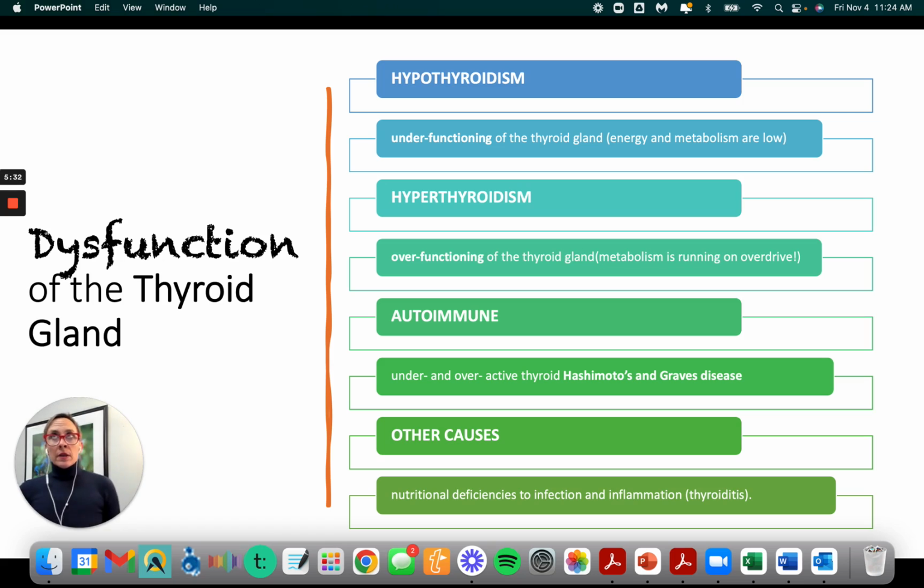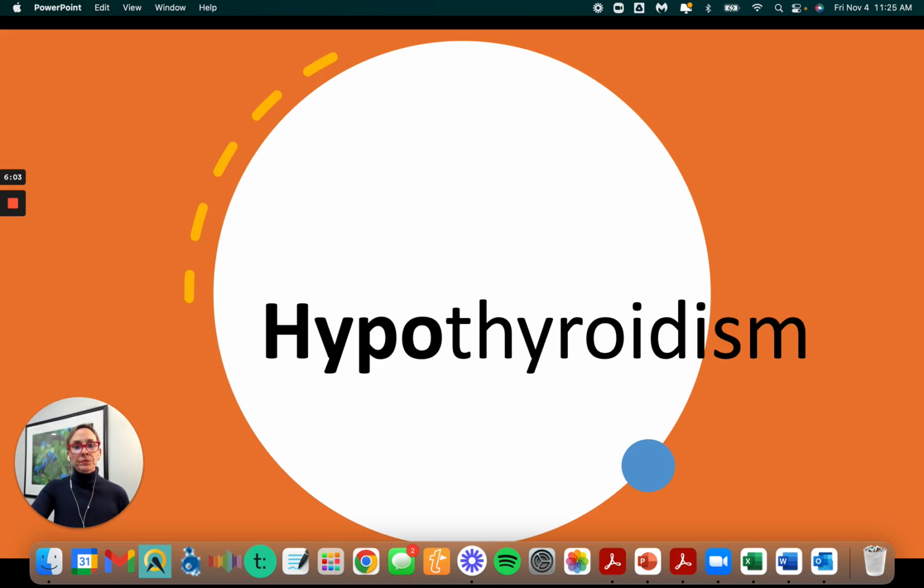And traditionally, in conventional medicine, we don't always distinguish, is it Hashimoto's or not? And I'm going to hopefully talk to you in today's presentation as to why that's important, because we really treat it differently than a functional hypothyroidism, which is just in the gland. Other causes that can affect your thyroid are nutritional deficiencies, infection, and inflammation. So today, we're going to focus mostly on hypothyroidism.